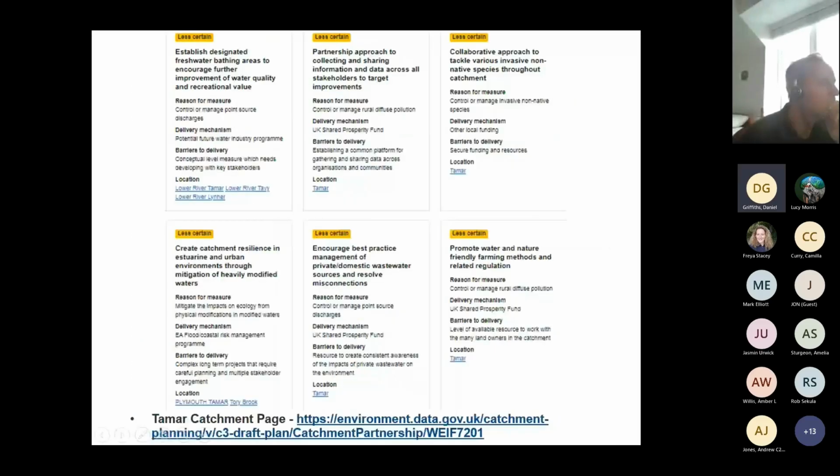Just very quickly looking at the less certain ones, there's a project looking at establishing a freshwater bathing water within the catchment, work around data sharing, projects looking at non-native invasive species, mitigation for heavily modified water bodies in urban areas, improvements in the management of wastewater discharge and misconnections, and lastly, a look at improving agricultural practice. And the direct link out to the catchment page is at the bottom of the slide there.